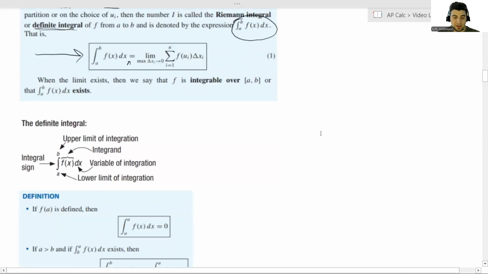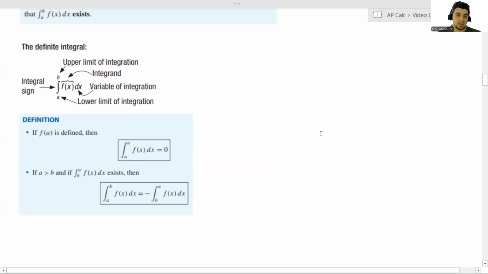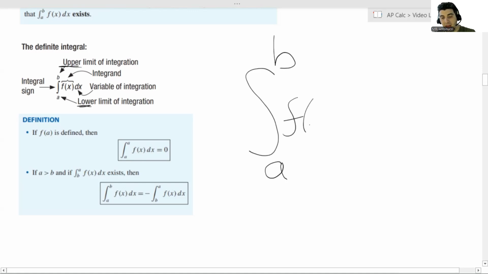So let's look at a little bit of the pieces of what's going on here. So we have this notation. It's an elongated S. The a and b are the limits. So a is the lower limit of integration, b is the upper limit. The f of x inside there is called the integrand, and the dx that closes it is the variable of integration. And this elongated S here is known as the integral sign.